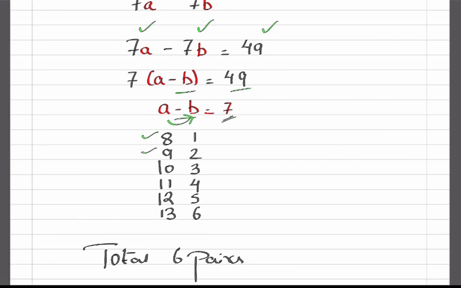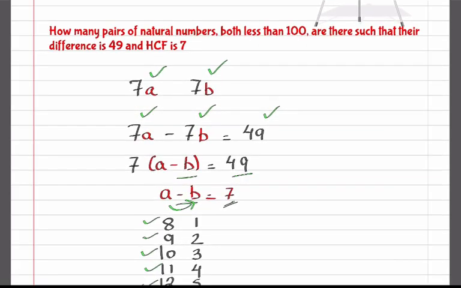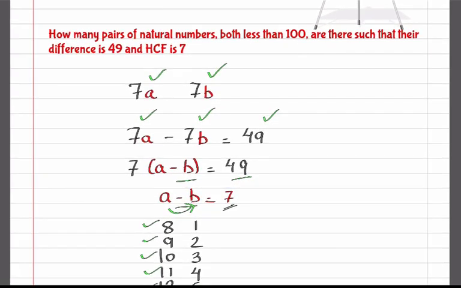8, 1, 9, 2, 10, 3, 10 minus 3 is 7, 11 minus 4, 12 minus 5 and 13 minus 6. Why can't I go to 14? Because both the numbers have to be less than 100.